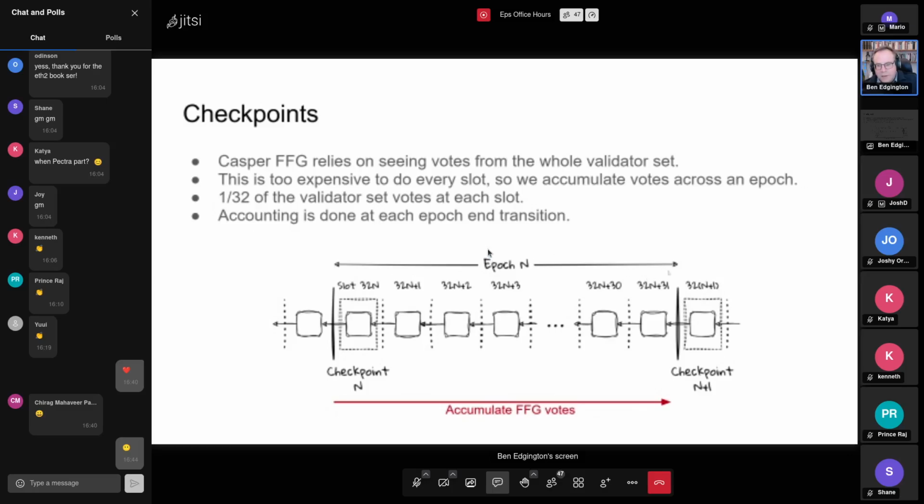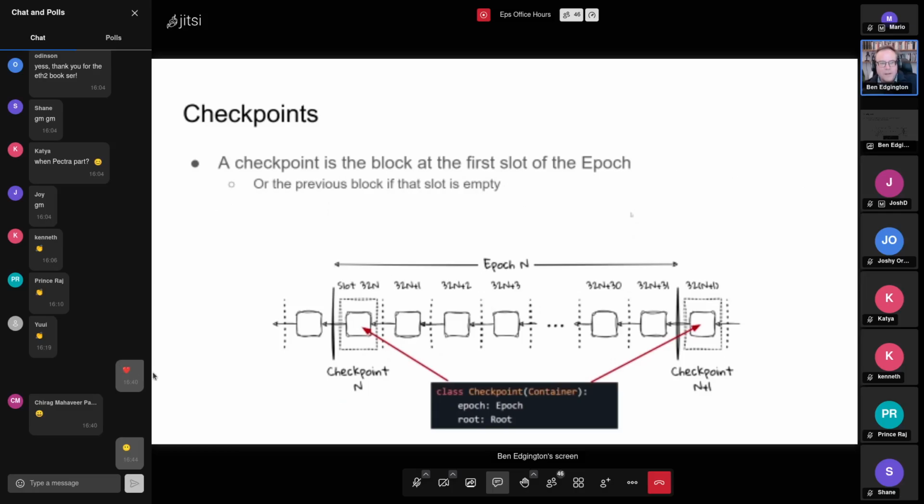And then we do the accounting for Gasper FFG at the epoch transition. So this is this solid line on the right, at the beginning of the epoch transition to the next epoch. We add up all the votes and we figure out have we got justified and finalized checkpoints. So a checkpoint is the block in the first slot of an epoch.